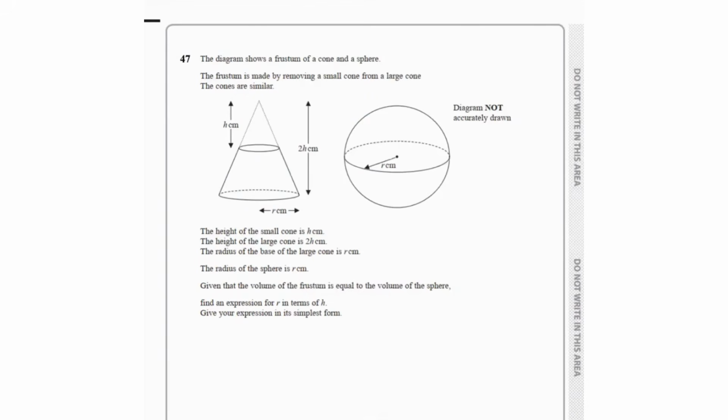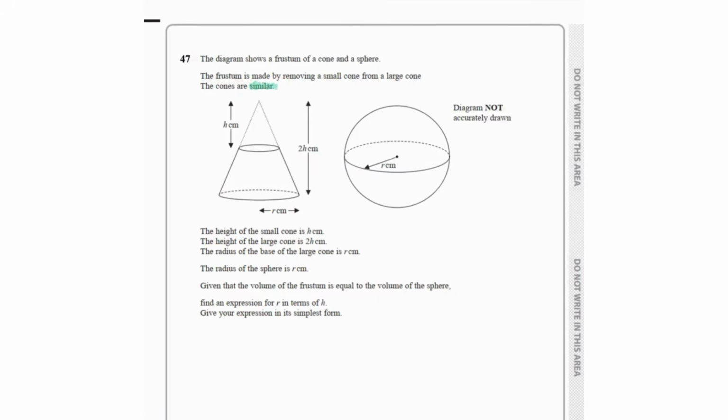Then cones and spheres. I chose the question that kids get most confused on, so that in case this comes, you know how to solve this. It says that the diagram shows a frustum of a cone and sphere. The frustum is made by removing a small cone from the large cone. The cones are similar. Now the key word over here is similar, so we're going to use the concept of similar shapes.